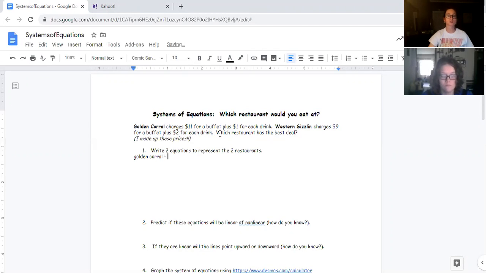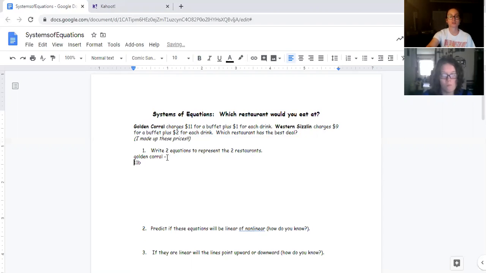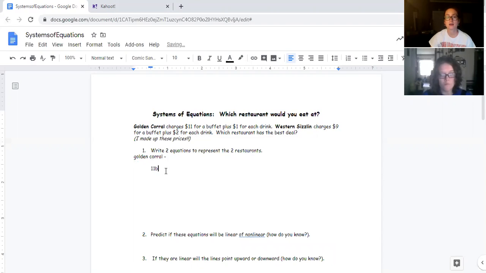If we look at Golden Corral, you've got $11 for a buffet, right? So that's going to be $11 for every buffet on your receipt, and you can just say 11B. B can be the variable for buffet, and 11 goes beside it because that's how much one buffet costs. So you've got 11 for every buffet, so 11B.